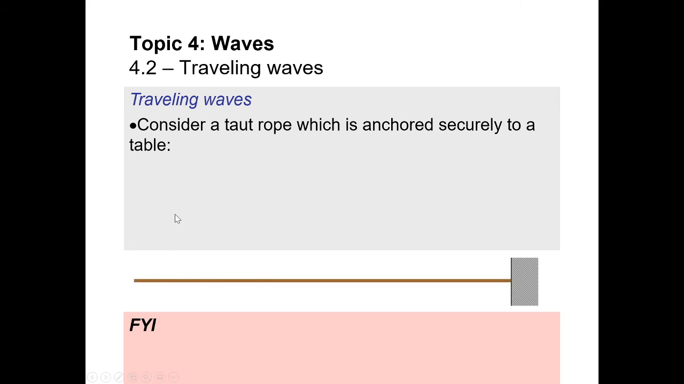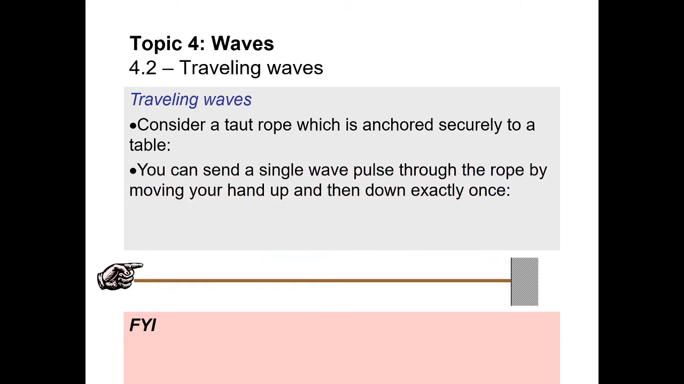Now, taut just means it's tight, it's stiff, it's secure. And on the other hand, we grab the free end of the rope, and we send a single wave pulse through the medium. So we just move our hand up and down exactly once. Now, usually at the end, the wave will reflect. We're not showing the reflection here. We're just going to show it getting absorbed.